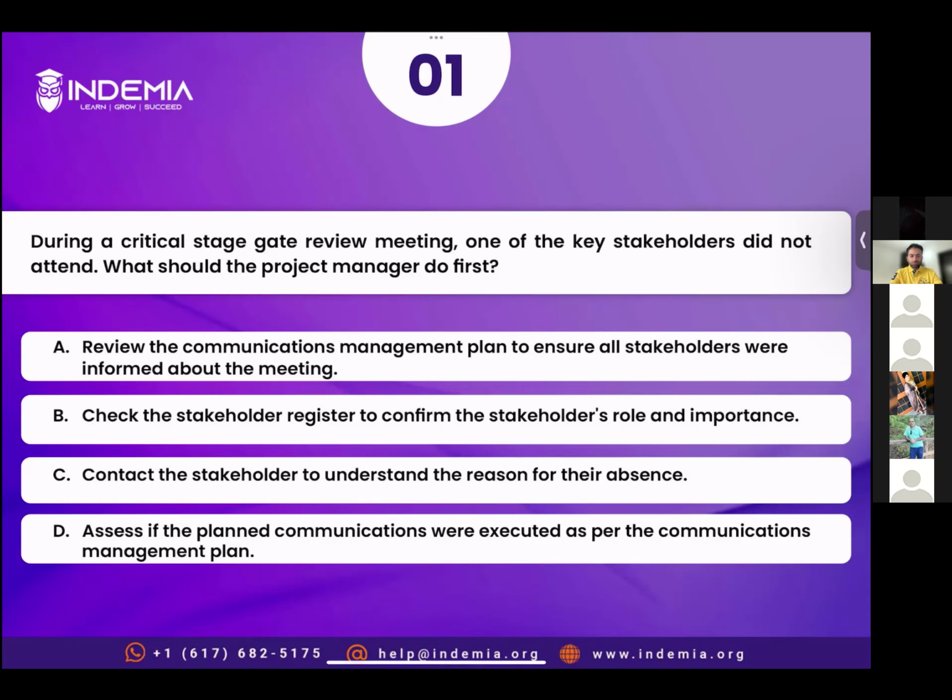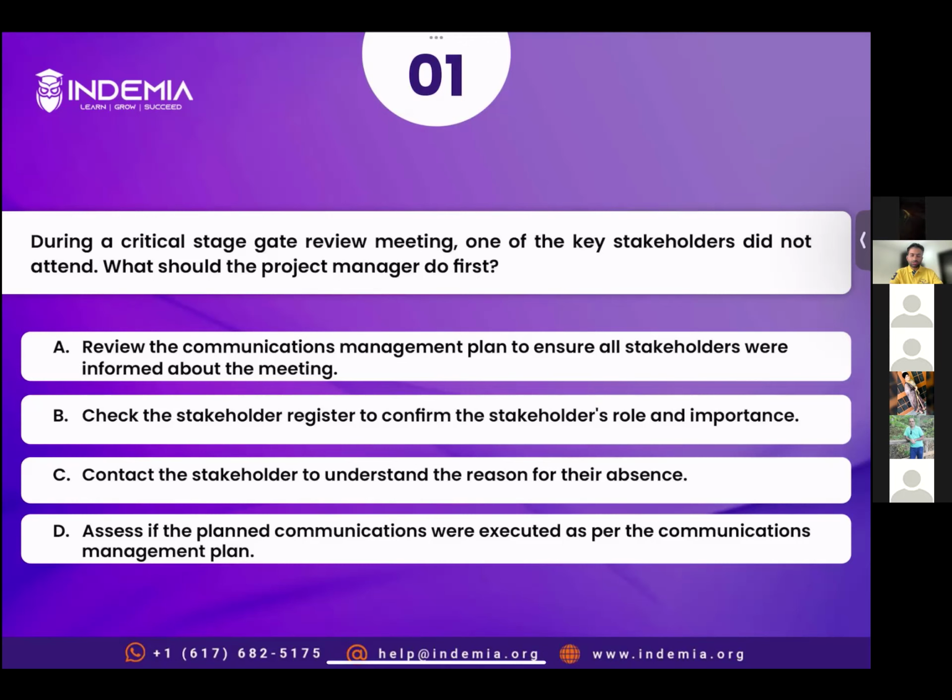Option B, check the stakeholder register to confirm the stakeholder's role and importance. Importance is already written. First, it's a stage gate meeting. Second, they are key stakeholders. Since importance is already given, there is no point in reviewing the stakeholder register. The correct answer is to contact the stakeholder to understand the reason for their absence.